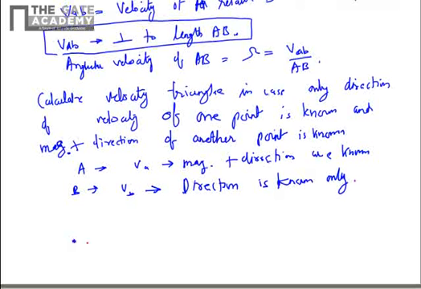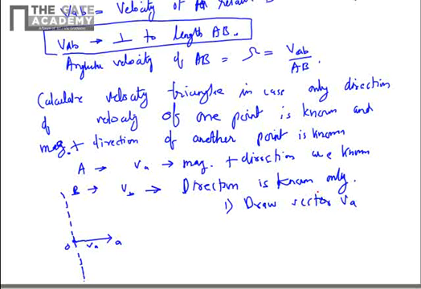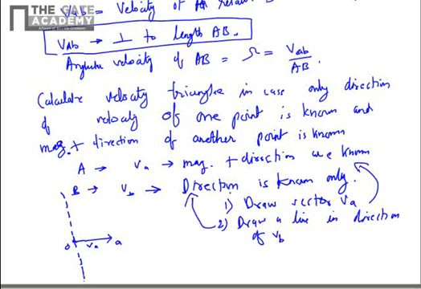So you have the origin, you draw the line VA, the velocity of A relative to the fixed point. Now you know the direction of velocity B, so you can draw a general line, let's say this dotted line. So first step, draw vector VA for which both magnitude and direction are known. Second step, draw a line in the direction of VB. Since the direction is known, we can draw this line.